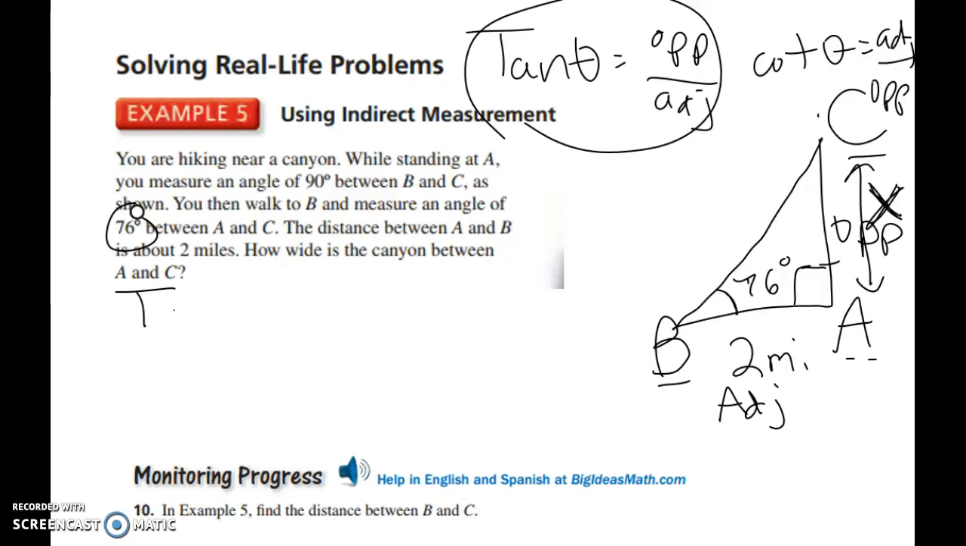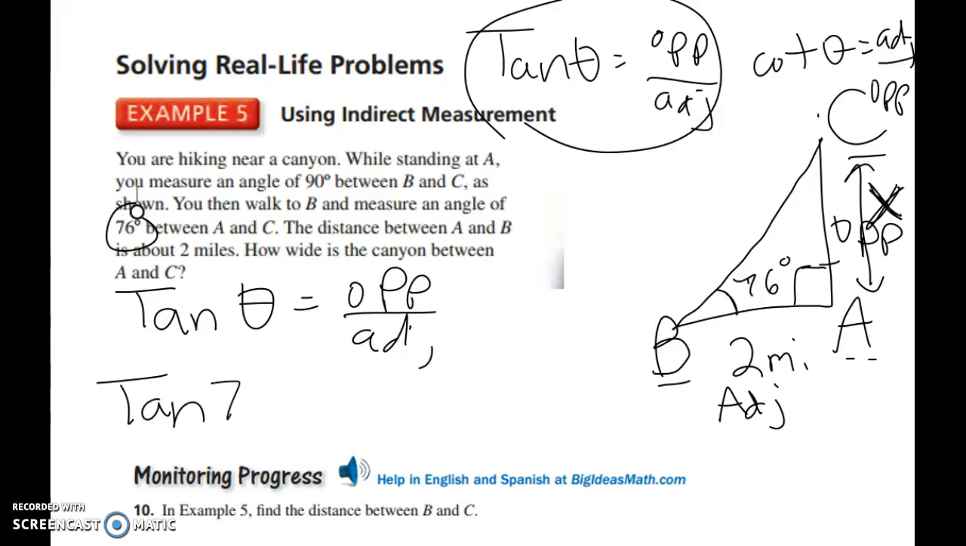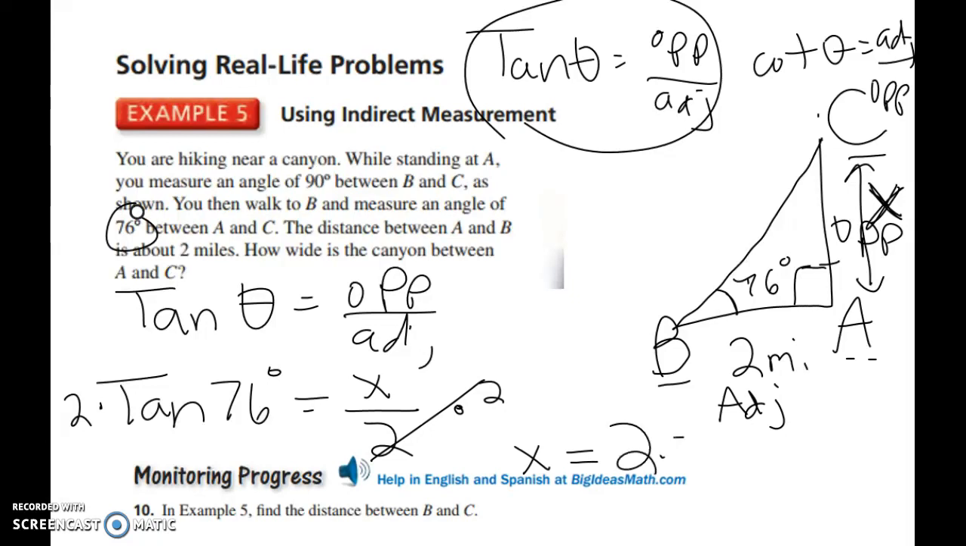So let's write down the trig function we're going to use, and plug in what we know. We know the angle is 76 degrees. The opposite side is x and the adjacent side is 2. Solve for x by multiplying both sides by 2. So the distance x is 2 times tangent of 76 degrees. Then you just need to calculate this in your calculator: 2 times tangent 76 degrees. Your answer should be approximately 8 miles. So that's how wide the canyon is.